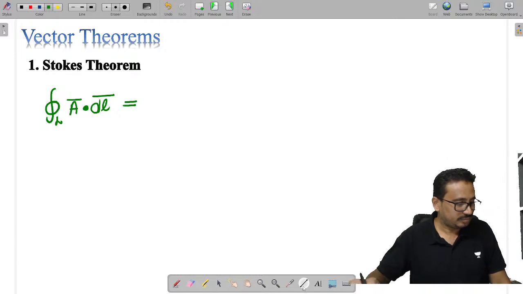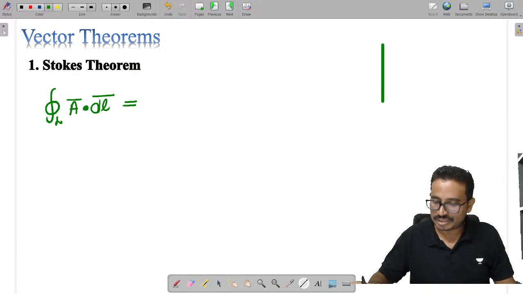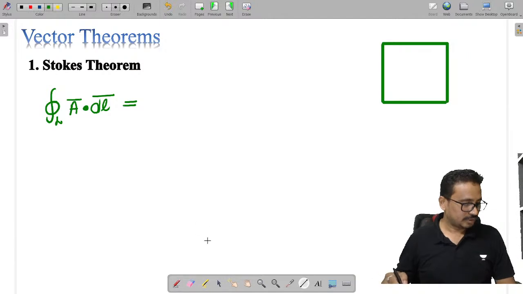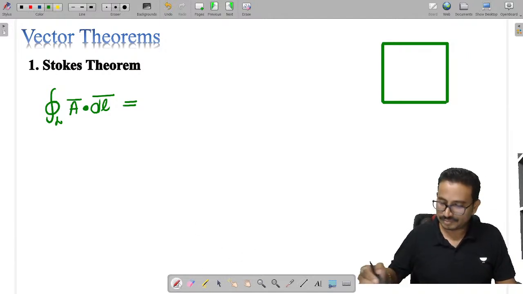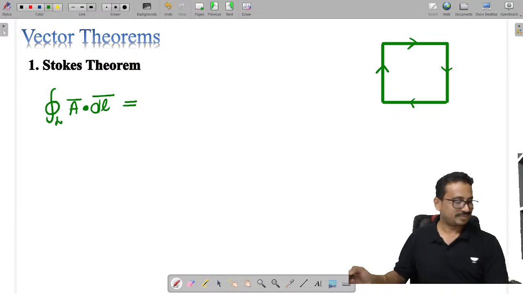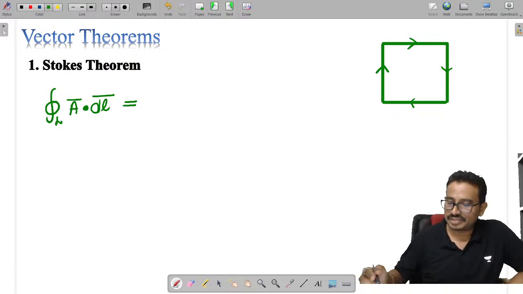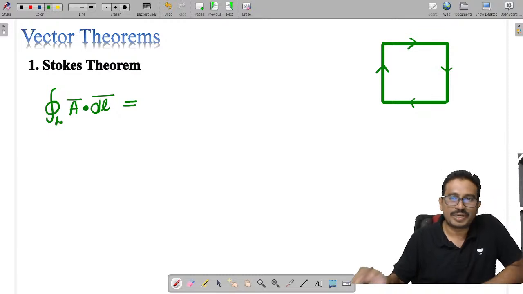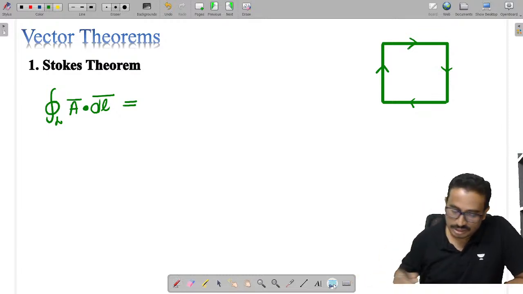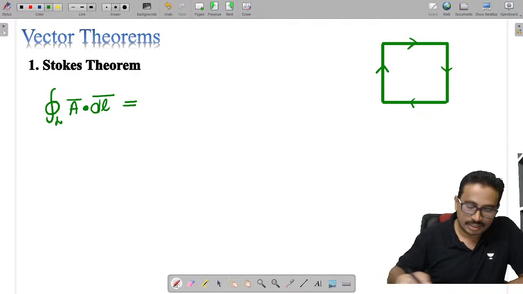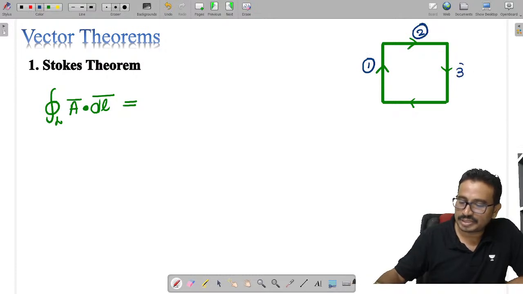Now let us consider I have taken some closed path like this. Let us say this is my closed path. I want to find the integration of this vector along this closed path. So how many open lines does this closed path contain? You tell me, all of you. So this is the first line, this is the second one, this is the third, and this is the fourth one.